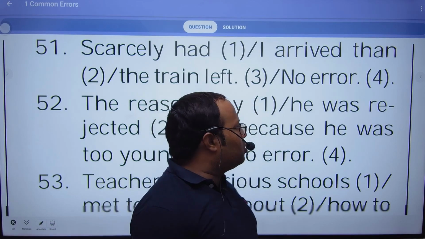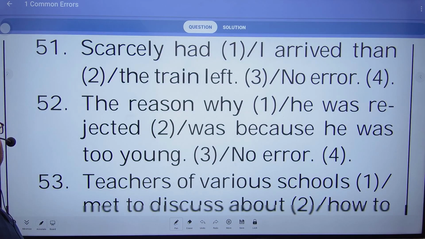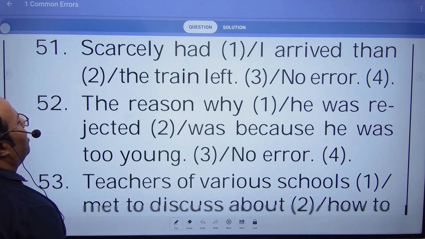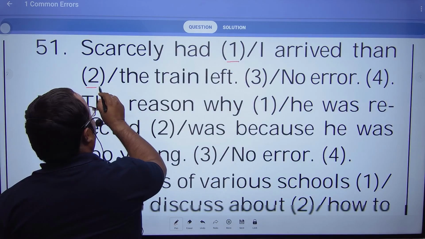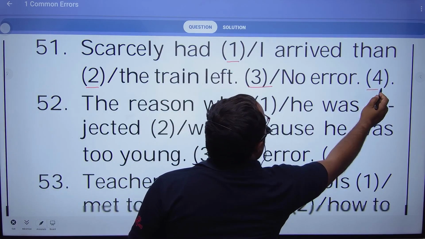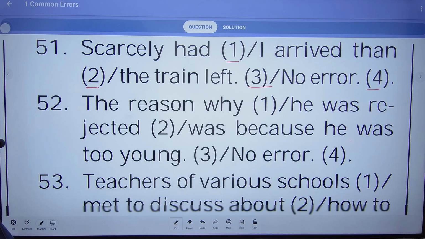So dear, I am going to teach you English language. अतः मैं आपको इंग्लिश लैंग्वेज पढ़ाने जा रहा हूँ, in which we will solve spotting errors, जिनमें हम स्पॉटिंग एरर्स हल करेंगे. स्पॉटिंग एरर्स मतलब ऐसा स्पॉट 1, 2, 3 और 4 में से कौन सही है, इन्हें यही है स्पॉट. So dear, the first question from 51 is starting here.